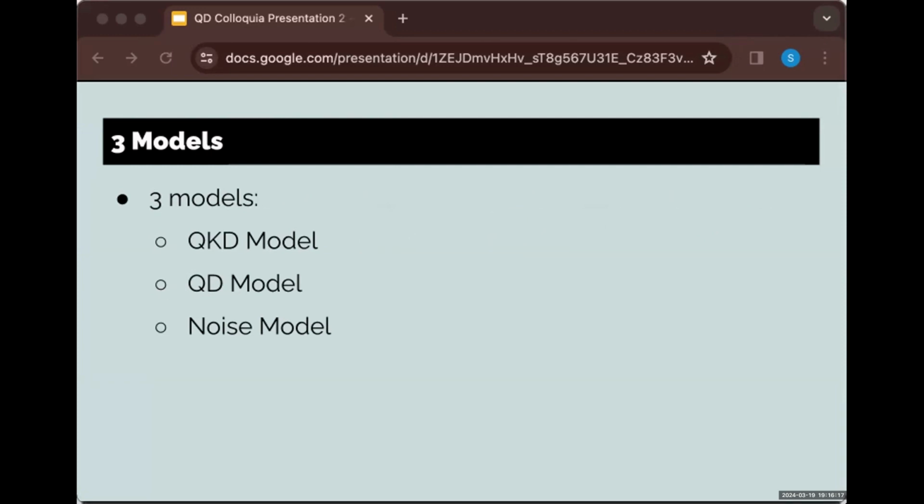So there are three models. Firstly, the quantum key distribution model. Secondly, the quantum dots model. And thirdly, the noise model, which models spin and charge noise.